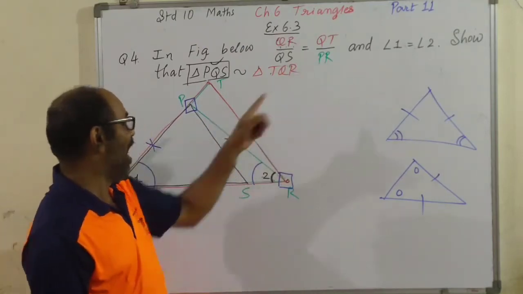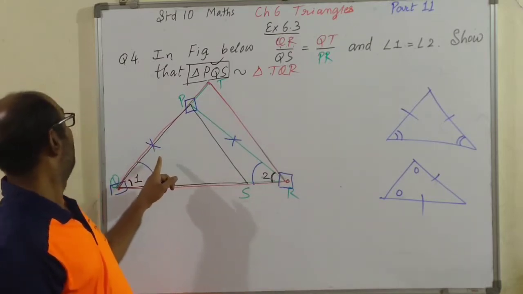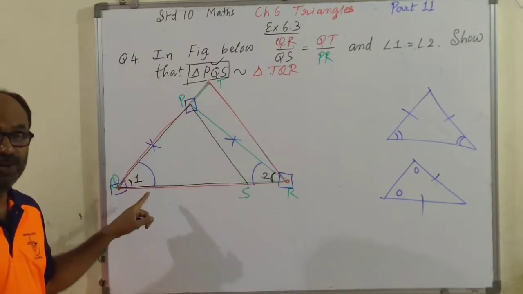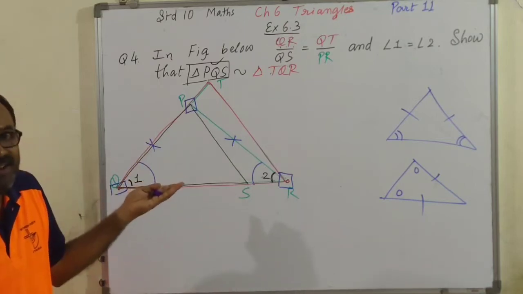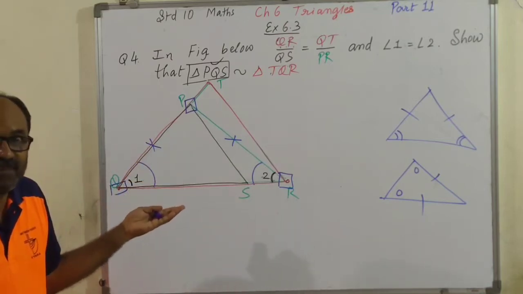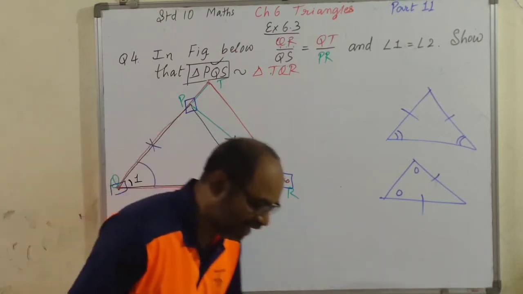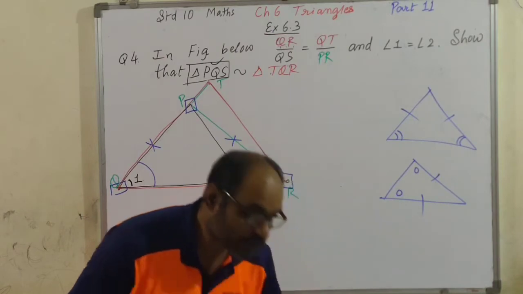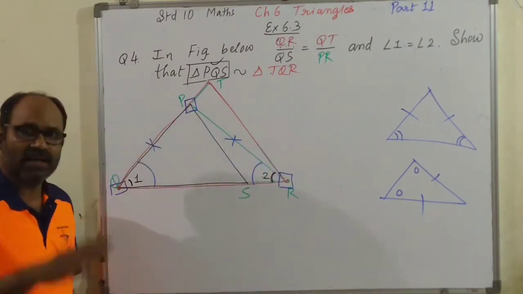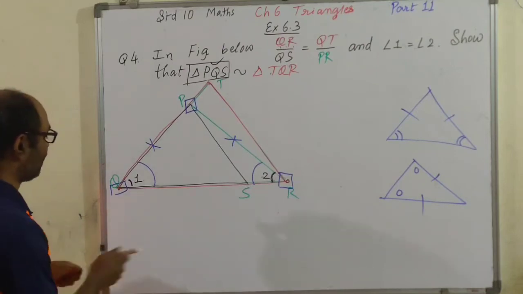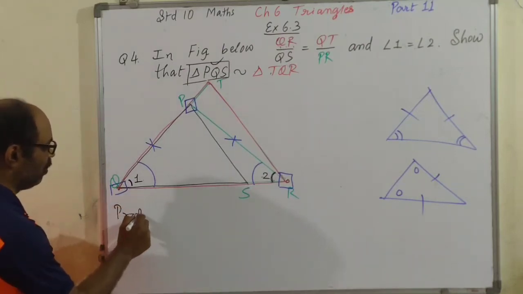In place of PR we can write PQ. I'm sorry, in place of PR we can write PQ. So our work is done. Two corresponding sides are in proportion, and included angle, we'll see that later. All right, चलिए. So how do we start? Data and to prove you can write down, children. I'll straight away start the proof.